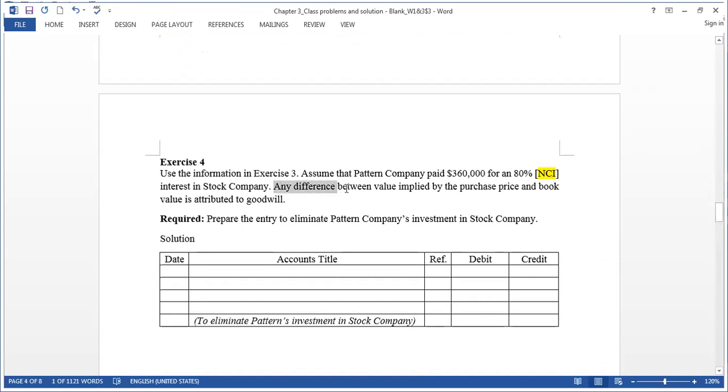Again, any difference between implied value and the book value, we are going to allocate under goodwill. At this moment, we still don't know whether we have any difference or not. If we have a difference, we are going to allocate this goodwill. And again, a difference may be debit, a difference may be credit. So let's see the question first. Prepare the elimination journal.